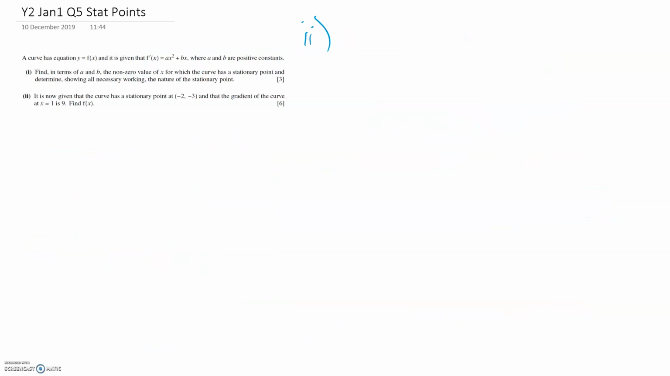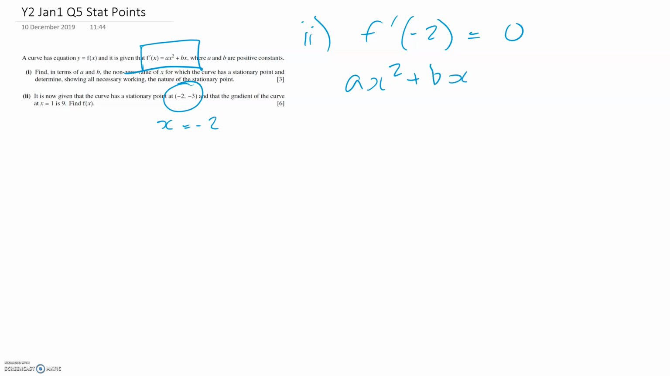In part 2, we know that the curve has a stationary point at the point (minus 2, minus 3). In other words, where x equals minus 2, there will be a stationary point. So that means that f dash of minus 2 is going to equal 0. And f dash x is ax squared plus bx.